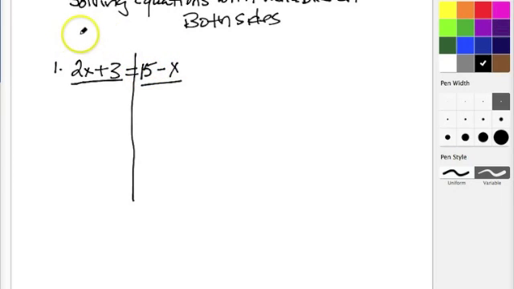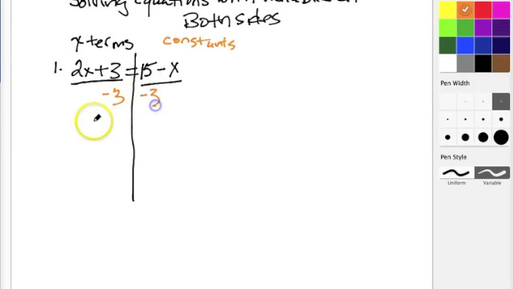What I like to do is say one side is going to be for my x terms, and my other side, let me use a different color, is going to be for my constants. So my goal is to move things to where they belong. If I want my x terms on this left side, this 3 needs to go away. How do I get rid of that 3? I'm going to add the opposite. I'm going to add a negative 3.